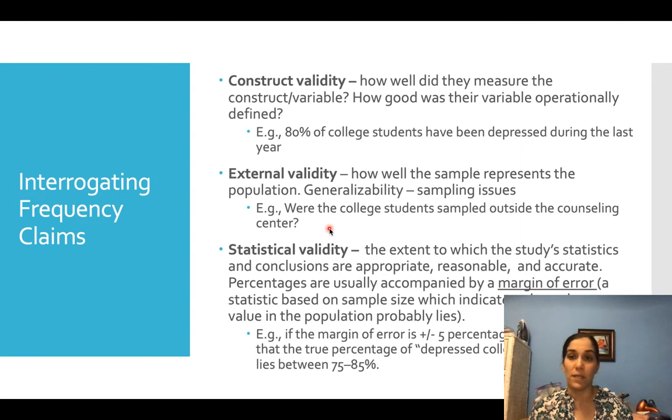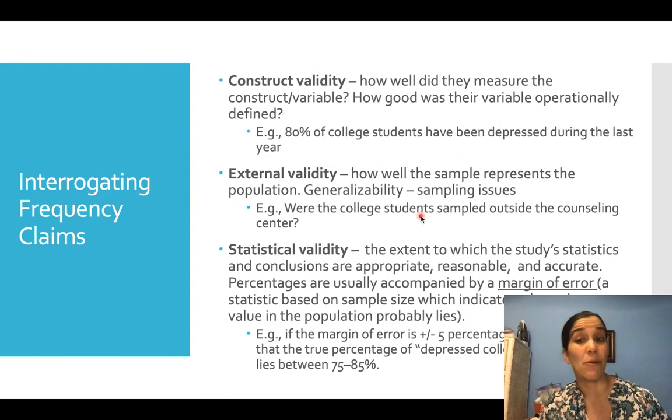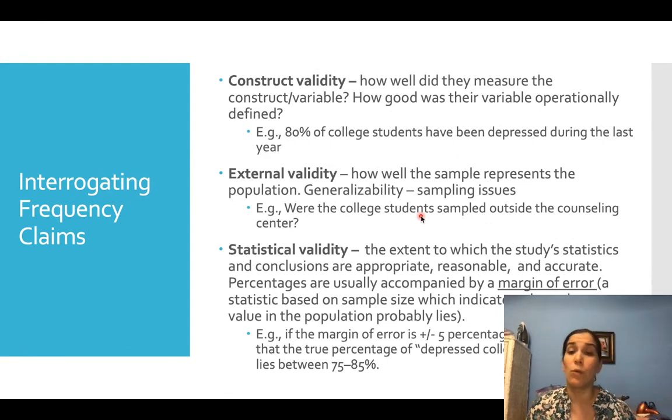Then we have external validity. External validity is essentially how well the sample from this study represents the population. Essentially, how generalizable was this finding? So if we're talking about 80% of college students having been depressed during the last year, were these college students sampled outside the counseling center? Were they sampled during finals week? Were they sampled at the beginning of the semester when stress is really high? Or was it sampled throughout the semester and across multiple locations?